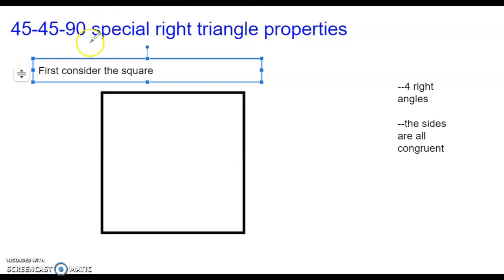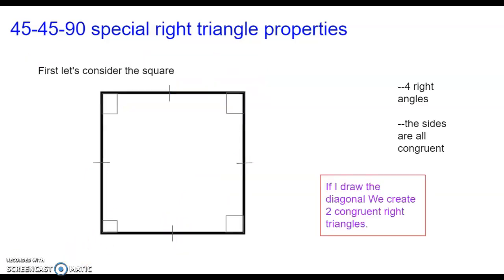Okay, first let's consider the square. The square has four right angles, right? So I'm going to put four right angles on each corner. These are all 90-degree angles, and all the sides are congruent. So if one side of a square is 3 centimeters, they will all be 3 centimeters. They are congruent. So I mark them with a little tally mark to show that they're congruent.